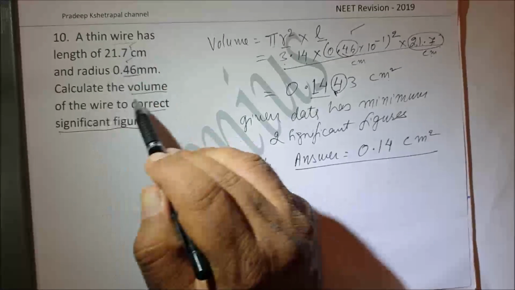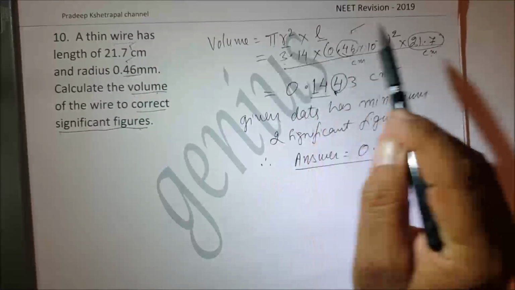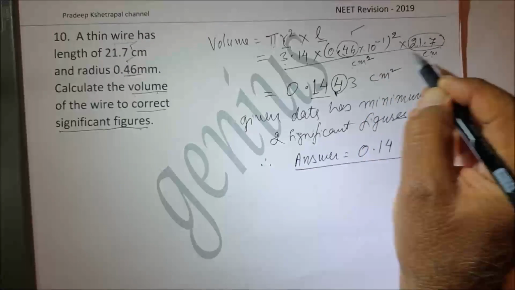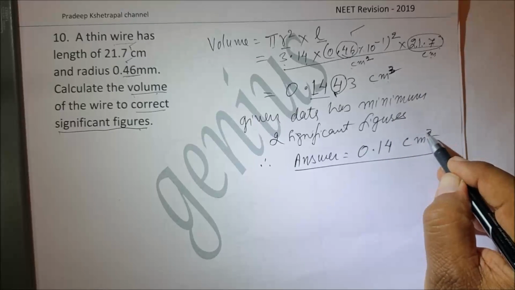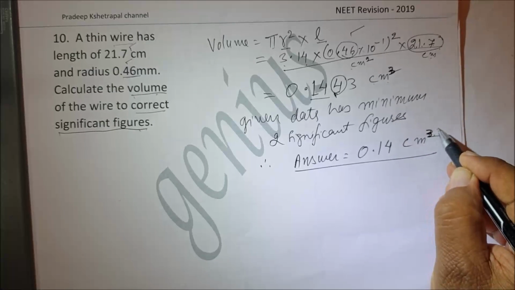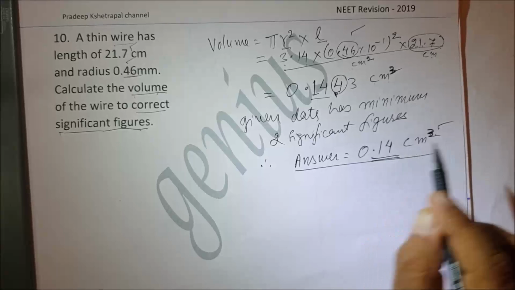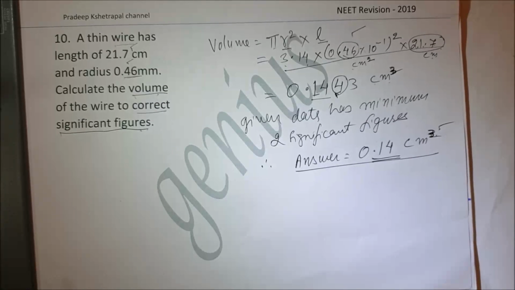What we are going to find out? Oh, volume, pi r square L. This is square, this is centimeter, so this is cube. So I should write it cube. I'm sorry. This is the one, 0.14 centimeter cube. This is how we get the volume.